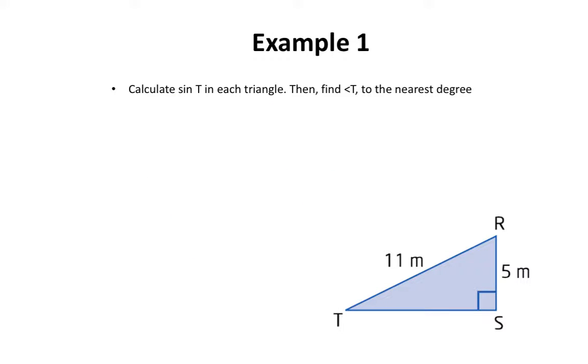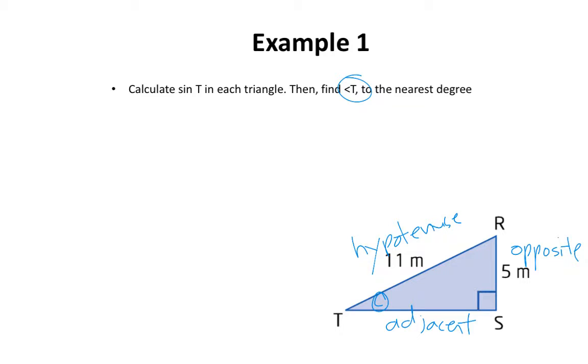In our first example, we want to calculate sine t in each triangle, then we want to find angle t to the nearest degree. Our first step should be to draw a diagram. If a diagram is already provided, all you need to do is label it. So all we need to do is find angle t, which is right over here, and I'm going to label it theta, which makes 11 meters the hypotenuse. Since it is across the 90-degree angle, it would make this side the adjacent side, and it would make the side that is 5 meters the opposite side.